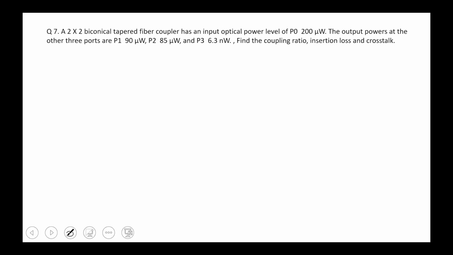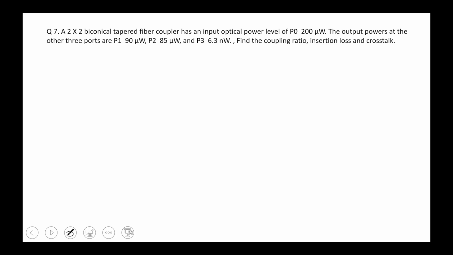So one question for you: a 2 into 2 biconical tapered fiber coupler has an input optical power level of P input equal to 200 microwatt. The output powers at the three ports are P1 is 90 microwatt, P2 is 85 microwatt, and P3 is 6.3 nanowatt. Find the coupling ratio, insertion loss and crosstalk. Are you able to solve this question through the formulas for coupling ratio, insertion loss and crosstalk?